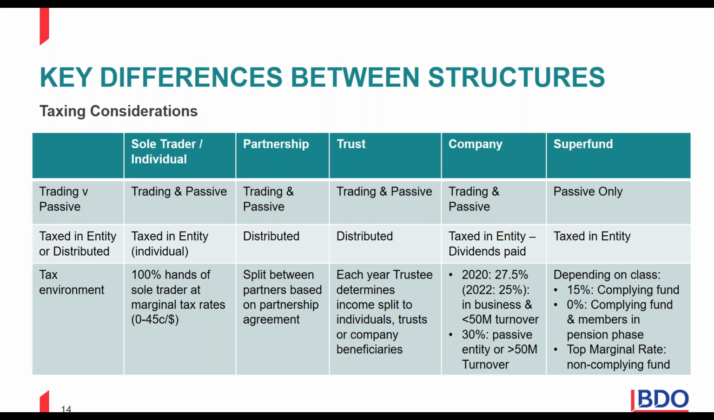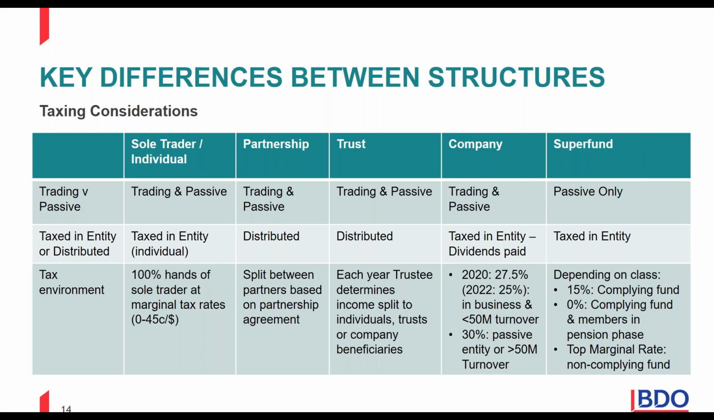Superannuation fund, the tax rate is 15% in most cases for a complying superannuation fund, 0% where the fund is in pension phase. We don't see too many non-compliant funds, but in the event that that does occur for whatever reason, usually inadvertent, the super fund is taxed at the top marginal rate.